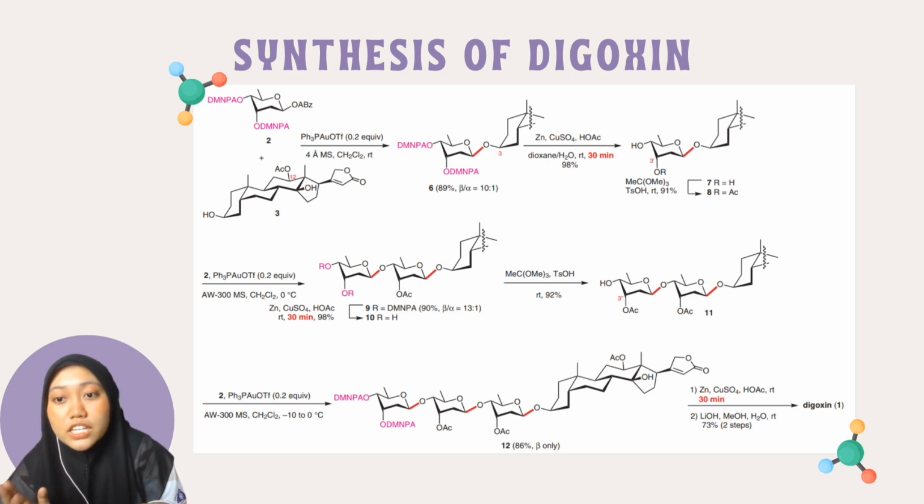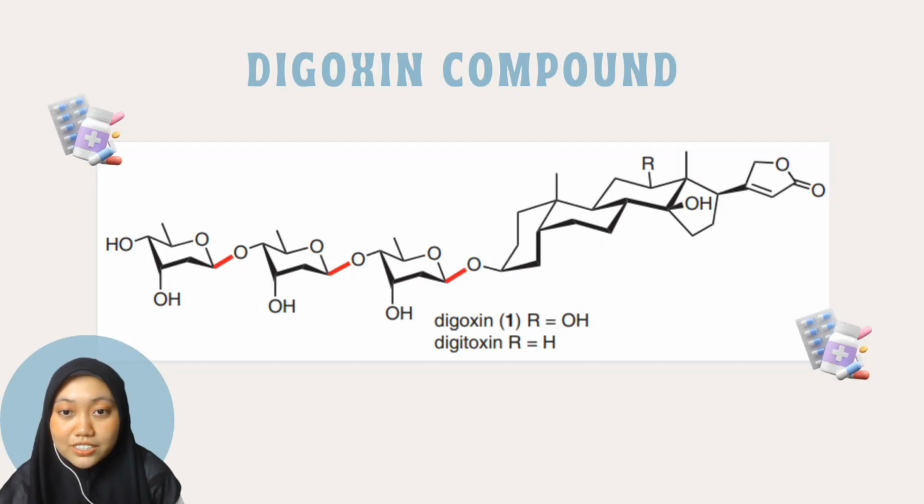Thus, the condensation between compound 11 and donor 2 proceeded without incident at slightly altered conditions to produce compound 12. Then digoxin, in a 2-sequence step, was finally obtained by global deprotection of compound 12 through sequential removal of DMNPA groups and cleavage of acetyl groups.